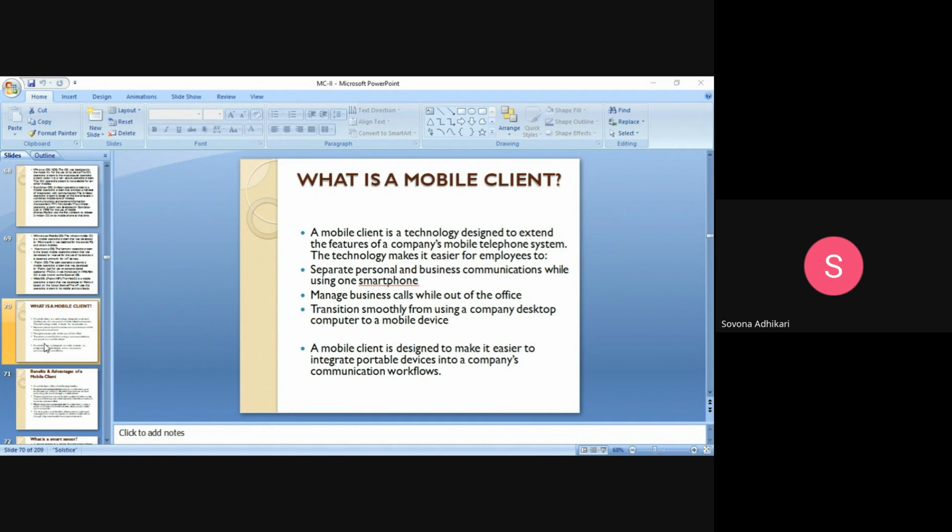Transition synchronization smoothly from using a company's desktop computer to a mobile device. Any message, any data that comes to your company on the desktop, suppose you are not inside the office. So there should be a transition using these two devices, combining desktop as well as your mobile devices. A mobile client is designed to make it easier to integrate portable devices into a company communication workflow.